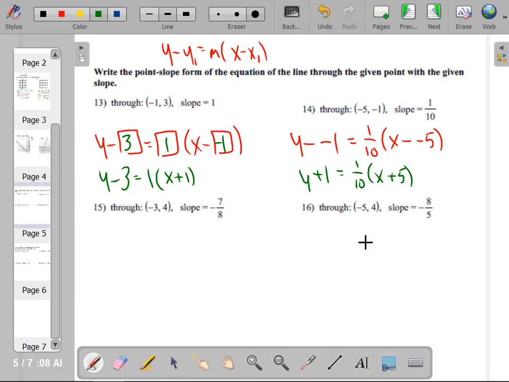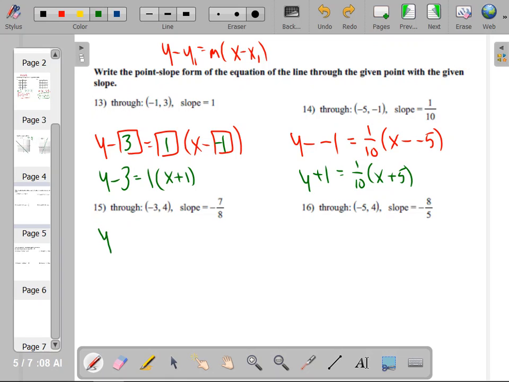You're just looking for, do you have double negatives? If you have double negatives, you're going to have a plus sign. It's supposed to be a minus sign in the equation. That's kind of how you can remember it. So if you plug in a negative, you're going to get a plus. If you plug in a positive, you're going to get a minus.